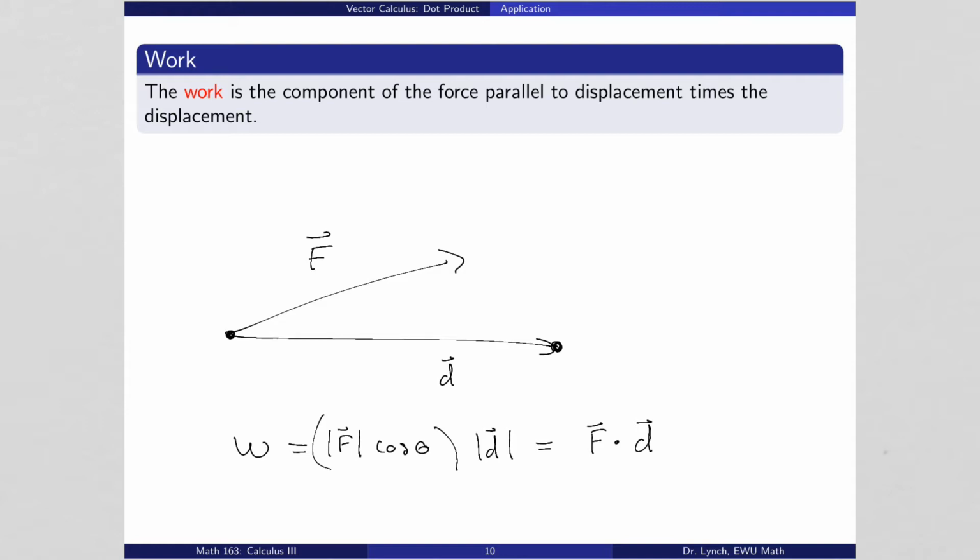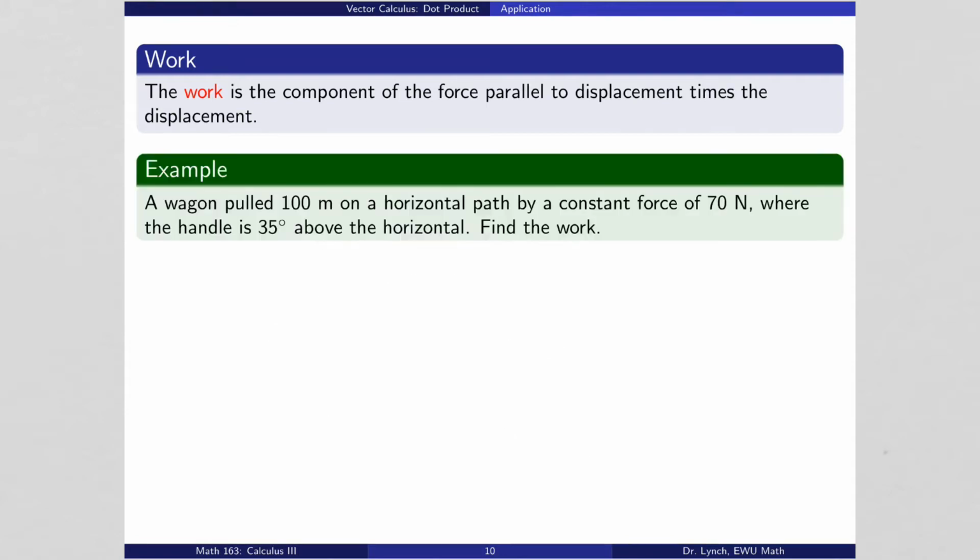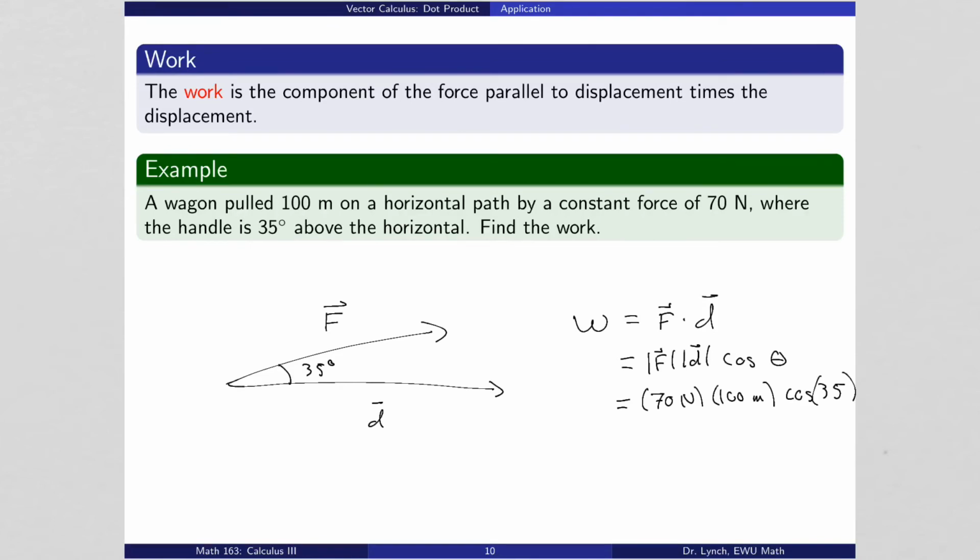So a quick example here. Suppose that we move a wagon 100 meters on a horizontal path by a constant force of 70 newtons, where the handle of the wagon is 35 degrees above the horizontal. So the work here is just a dot product of those two, which in this case, since we have the angle, we'll use that geometric interpretation also. So the work, of course, is the dot product f dot d, which is the magnitude of the force times the magnitude of the displacement times cosine of the angle between. So 70 newtons times 100 meters times the cosine of the angle between, and just whip out your handy dandy calculator and you can find that that's 5734 joules. Now newton meter is a joule.